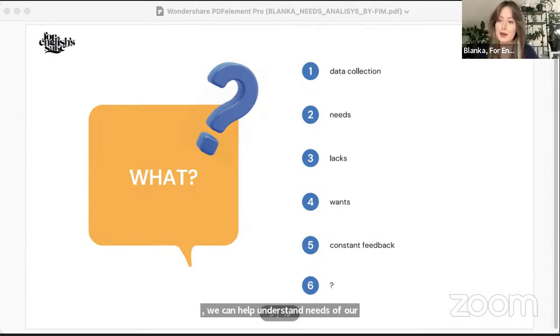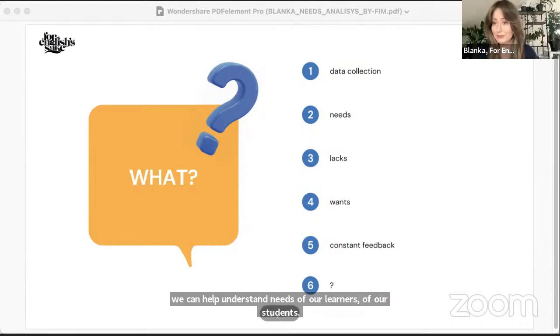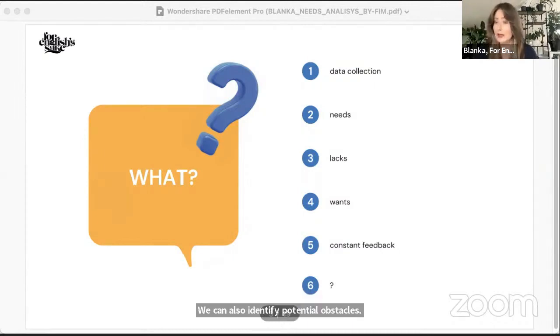We can also identify potential obstacles and problems. We can think about preferred solutions and approaches. And as the whole package, we can create an inventory of the skills, concepts, ideas, and resources that will affect the whole process of learning.